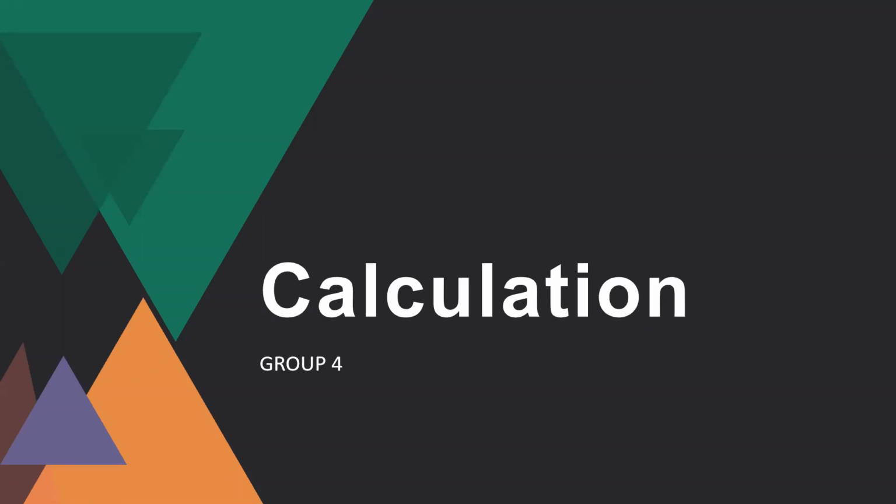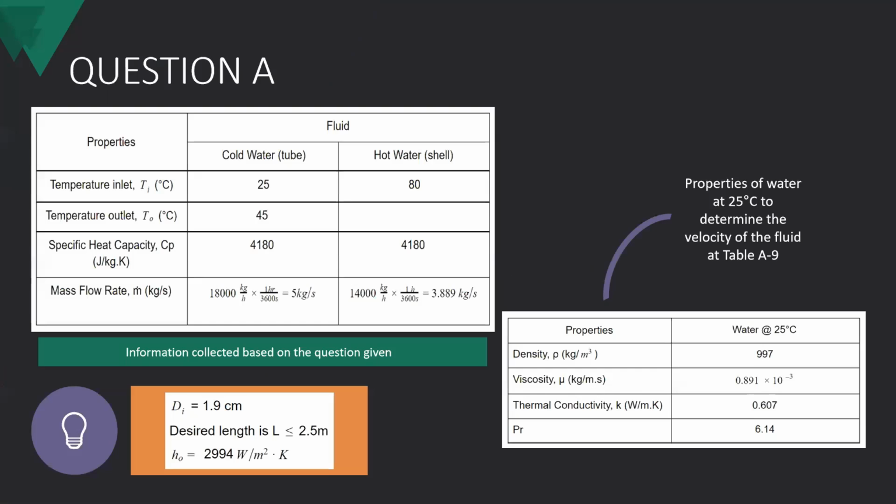Hi, my name is Shara and my matrix number is 200459, and today I'll be explaining to you the calculation of a group. So first and foremost, we have to understand what the question required us to do, which is to design a heat exchanger with a length of tube pipe less than 2.5 meter. So it already gives us all the information that we wanted, and furthermore, we only have to assume what type of heat exchanger we're going to use.